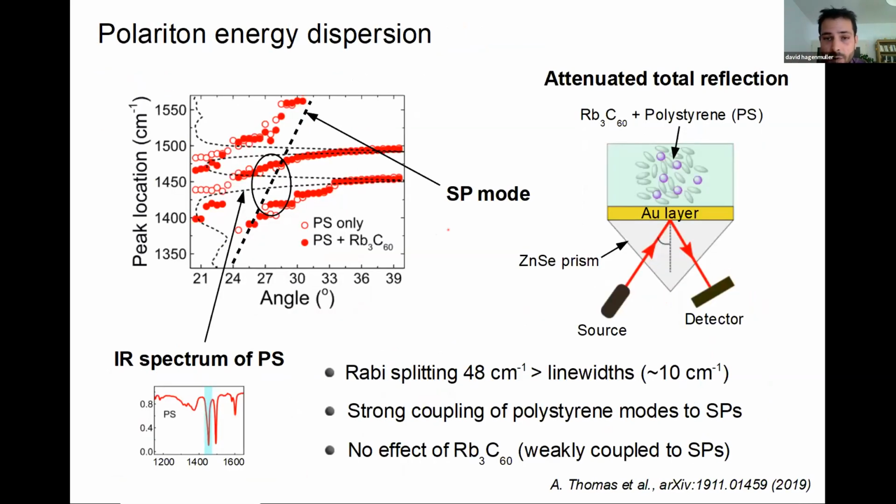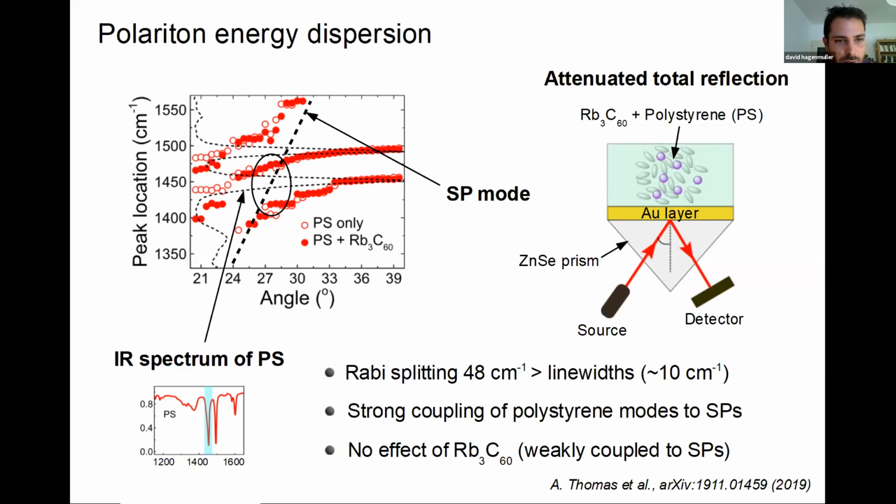These modes are also interesting because they're both infrared active, and then they can be strongly coupled to surface plasmons. So here I show you the reflectivity spectrum of a sample, which allows us to characterize the polariton dispersion as a function of the in-plane wave vector or the incidence angle. The thin dashed line here is the infrared spectrum of polystyrene that I showed you on the previous slide. And the thick dashed line is the dispersion of surface plasmons, which is linear close to the light cone. When these two lines cross each other, vibrational modes and surface plasmons hybridize together, which gives rise to these polariton branches. The empty circles are for the film with only polystyrene, and the filled circles are for the film which contains both polystyrene and rubidium-3 C60.